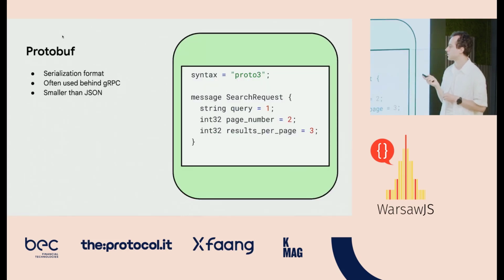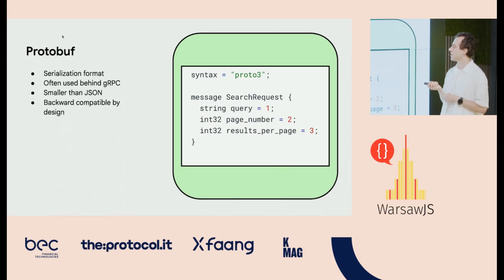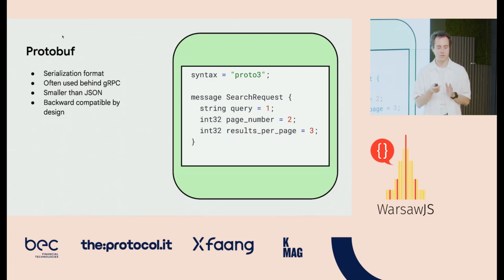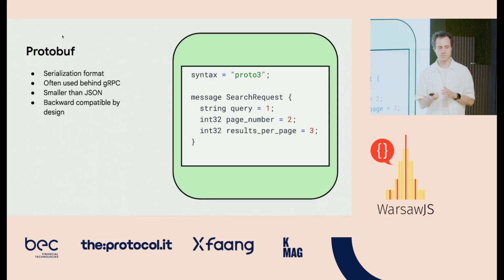So protobuf. Protobuf is a schema that's often used behind gRPC. It's smaller than JSON. And yeah, it looks kind of like this. The good thing is that it's backward compatible more or less by design. So if you're working with a REST API, you can introduce a breaking change if you do it blindly. I believe with protobuf, it's a bit more tough. You will always use a kind of reserved word, and somebody will easily notice it.